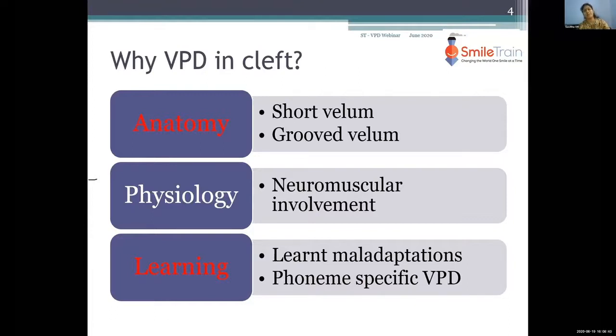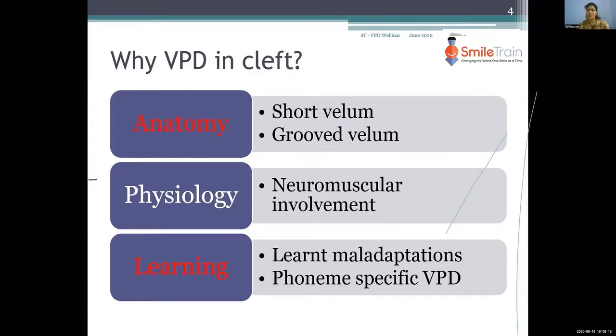Sometimes when cleft lip and palate is associated with syndromes and is seen as part of a neuromuscular condition, because of physiological reasons, because of neuromuscular involvement, the velopharyngeal port might not function adequately. This is what is referred to as velopharyngeal incompetence. And the third factor is learning factors, wherein because the individual has learned maladaptations, the velopharyngeal port does not function for certain speech sounds alone.